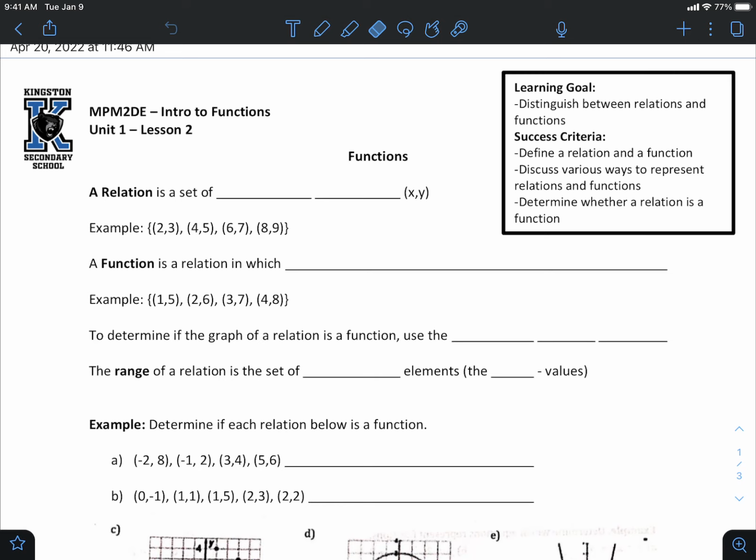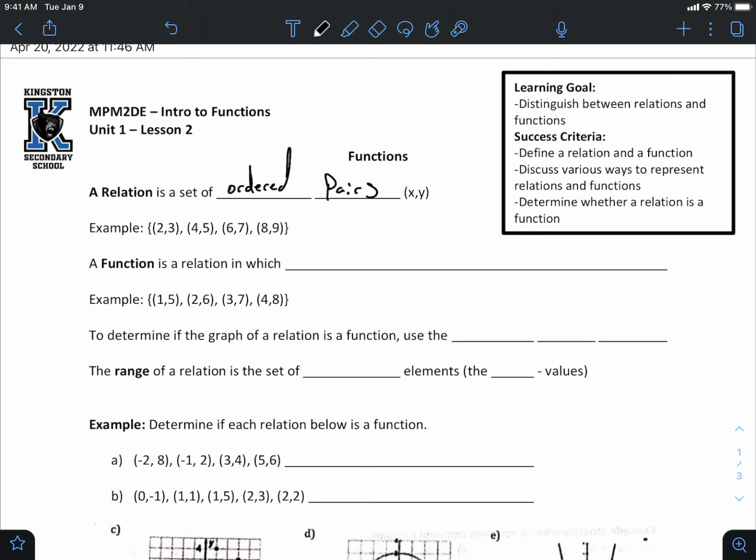We're just specifically looking at the difference between what a relation is and what a function is defined by, okay? A relation is just going to be a set of ordered pairs. That's what's going to go in that first blank, okay? And a function is a little bit more specific, okay?